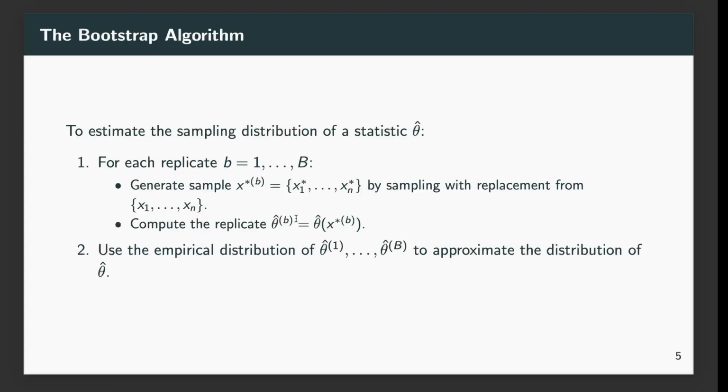I also want you to understand that the bootstrap is a Monte Carlo method. In this case, you don't need to do any mathematics or calculus. You just need to be able to write a function that computes a statistic on a data set, and then run it on the B bootstrap samples. The computer does all the work without an analytical solution.